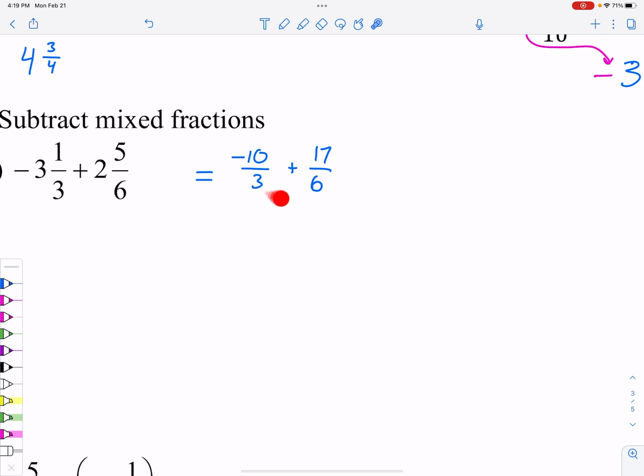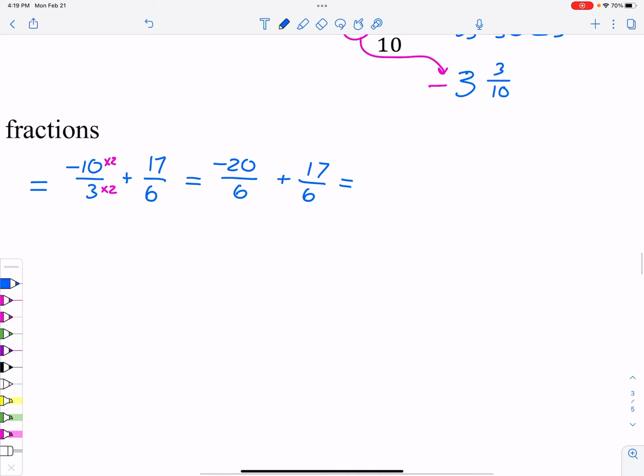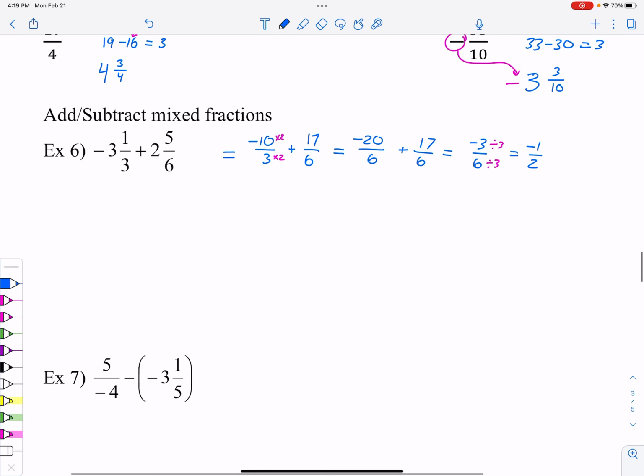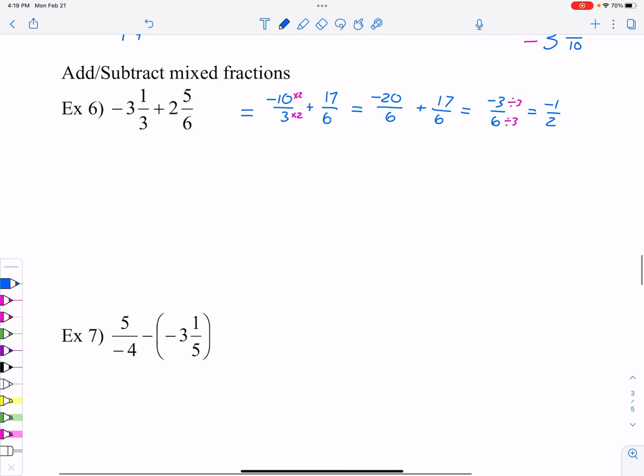Now, whenever we're adding, we need a common denominator. So we're going to multiply this by 2 and this by 2 to give us a common denominator of 6. So minus 20 over 6 plus 17 over 6. So now we can add these up and we get negative 3 over 6. We're going to do our simplification where we'll divide the top and bottom by 3. We get negative 1 over 2 as our final answer.